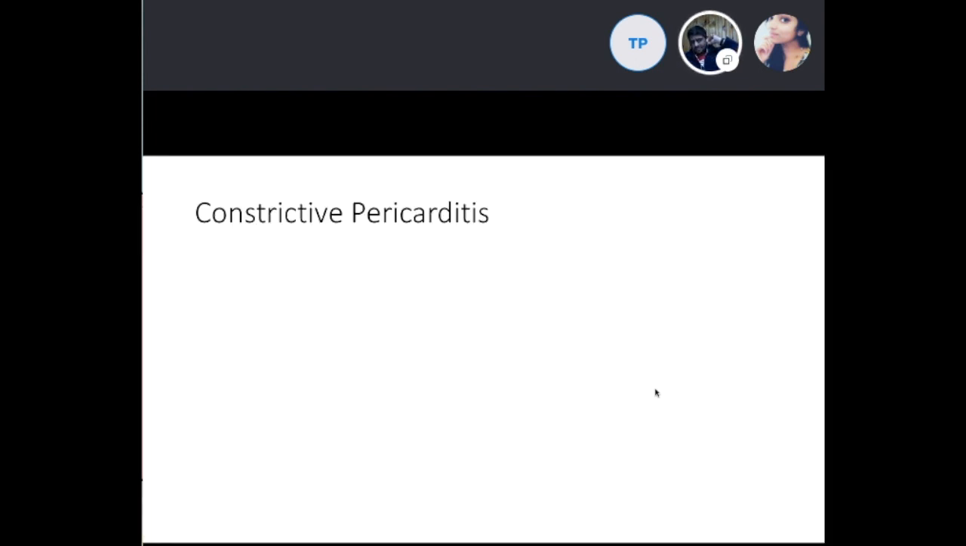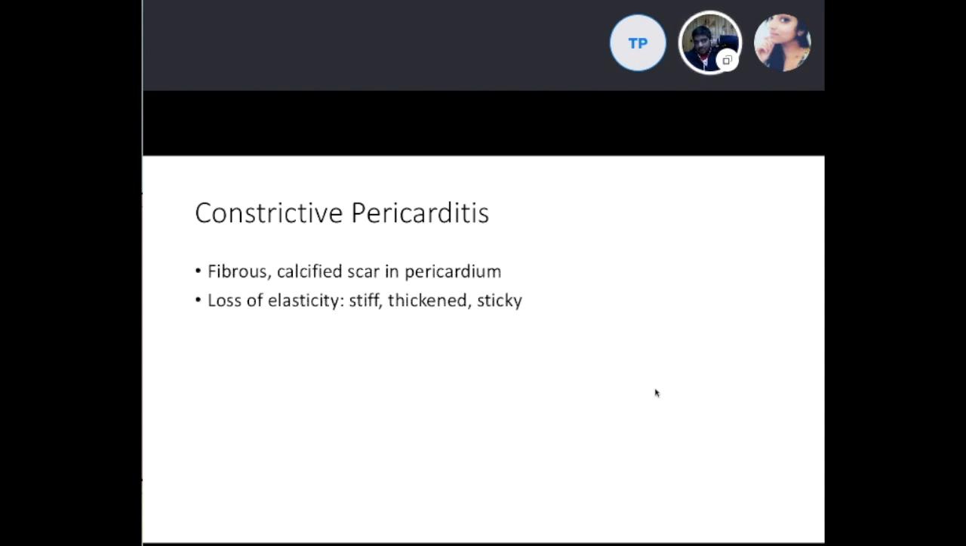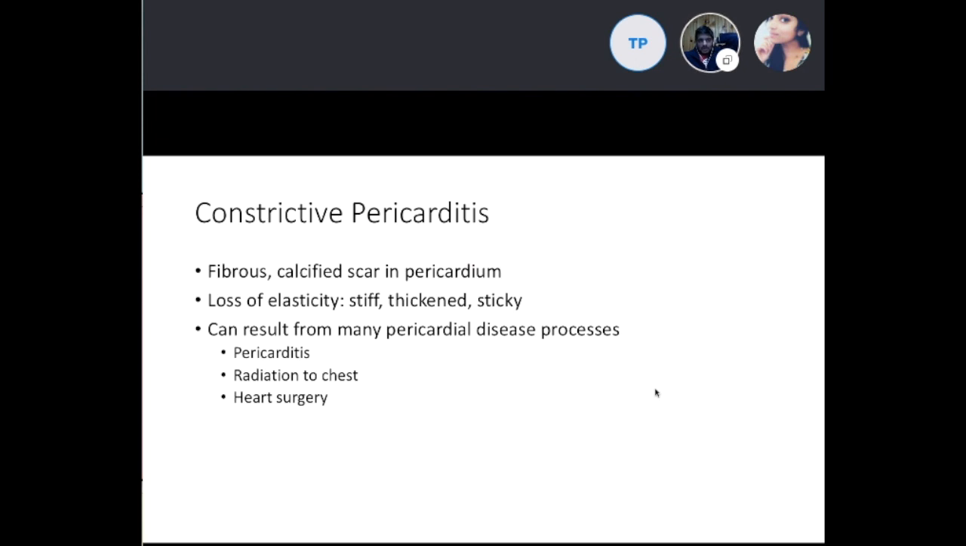Something that's not in First Aid is constrictive pericarditis. This is a fibrinous calcified scar in the pericardium, and it's basically a loss of elasticity. So it becomes stiff, thickened, and sticky. And this can result from many disease processes such as pericarditis, radiation to the chest, and heart surgery.